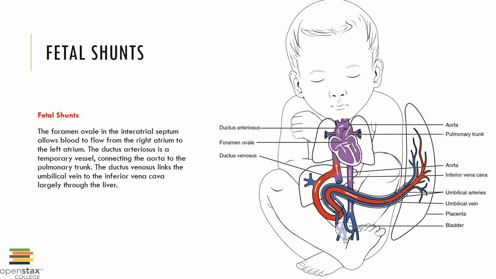And the ductus venosus is a link between the umbilical vein to the inferior vena cava through the liver. This concludes our overview of blood vessels and circulation.